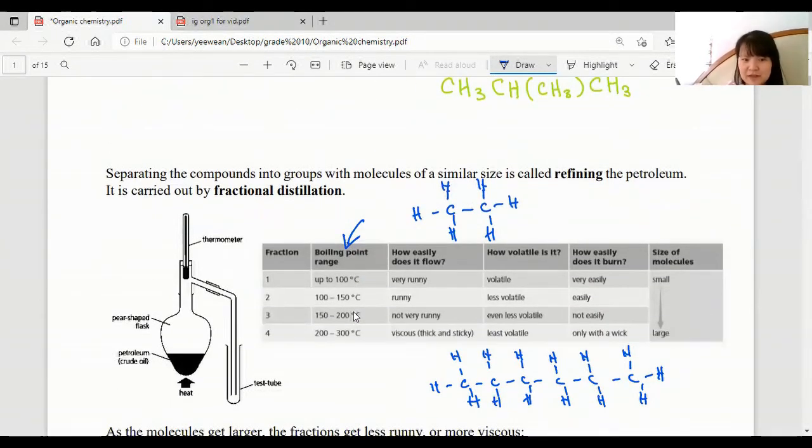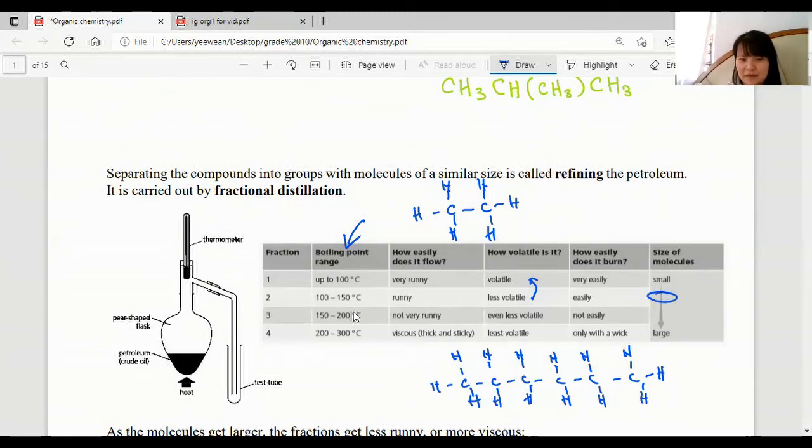And the next fraction, say from 100 to 150 degrees Celsius boiling points, it's still runny. It's less volatile than the portion before that. And it also burns easily, not as easily as the first fraction there. And it's slightly bigger. And as you go down, you have this range, 200 to 300, which is viscous, as in it's thicker and more sticky. This is not as volatile. And how easily does it burn? Only with a wick. And molecules are larger.